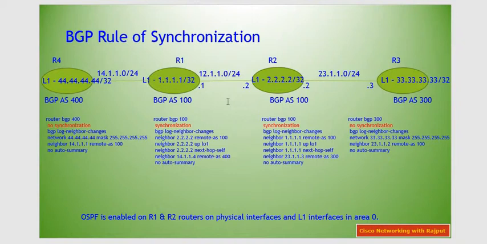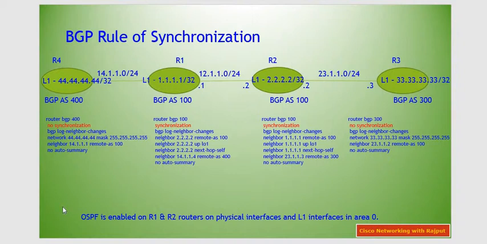So the key to this lab is the rule of synchronization. We will switch off the rule of synchronization on router 4 and router 3, but we will leave it on on router 1 and router 2, so that we can simulate the situation and see what exactly the rule of synchronization says and how it prevents devices from advertising prefixes if they are not backed by IGP.